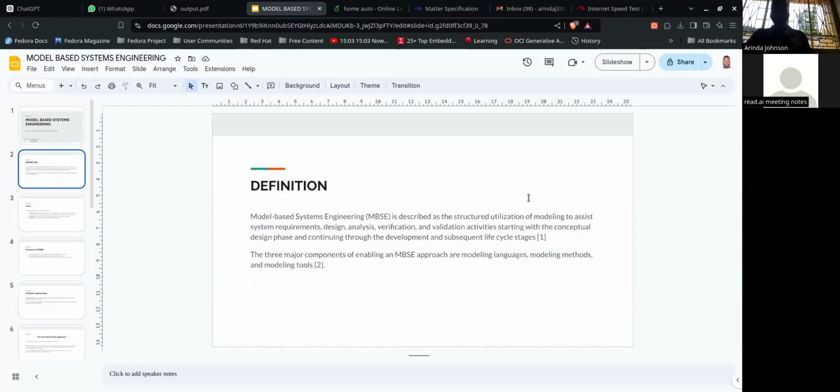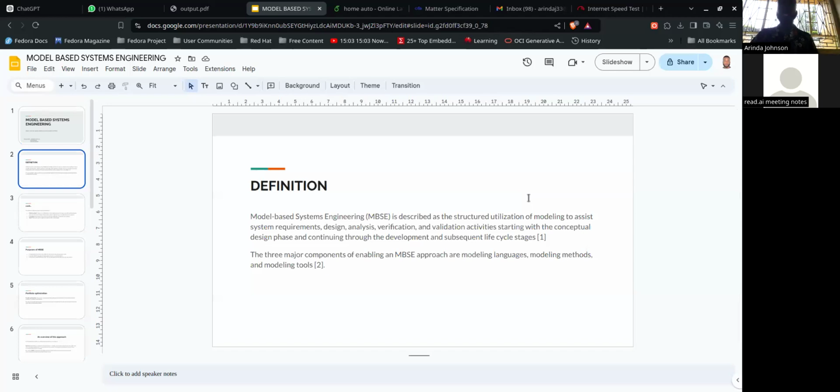Model-based systems engineering is described as the structured utilization of modeling to assist system design. So you know, all of us who have had a software or computer science background were taught UML, and the SDLC life cycle, but that's document based. I wouldn't want to say it's phased out, but it has its own limitations.